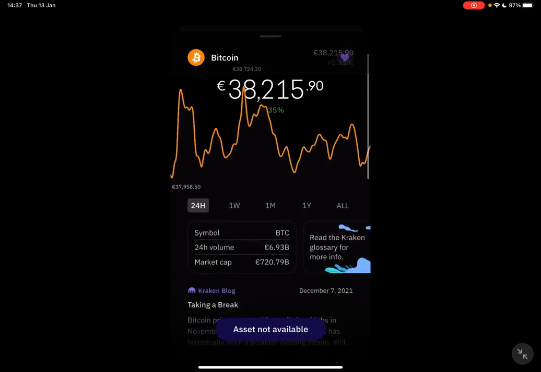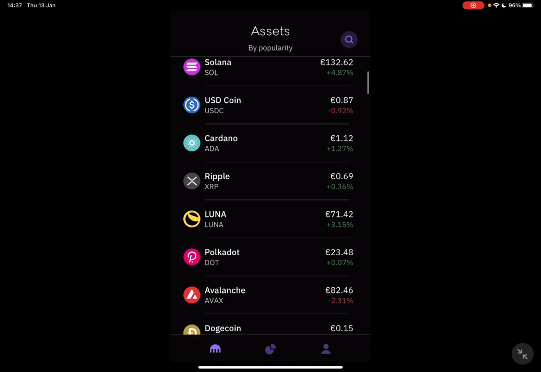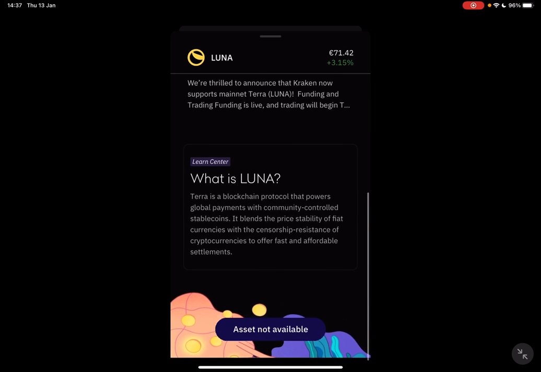As I showed you, all these details are available for every single cryptocurrency on the site, which is very cool in my opinion.